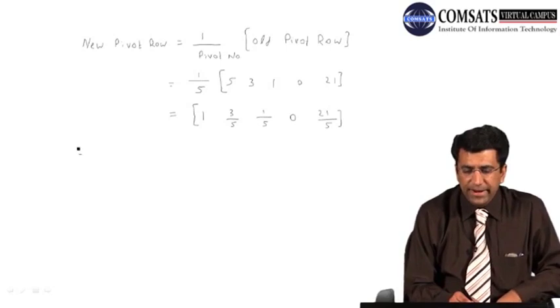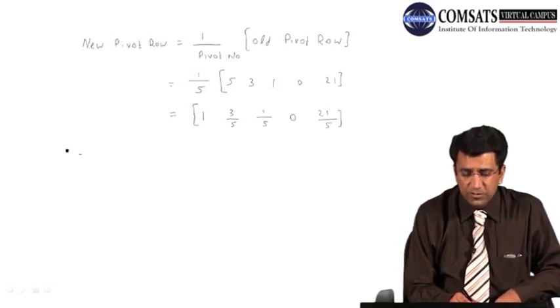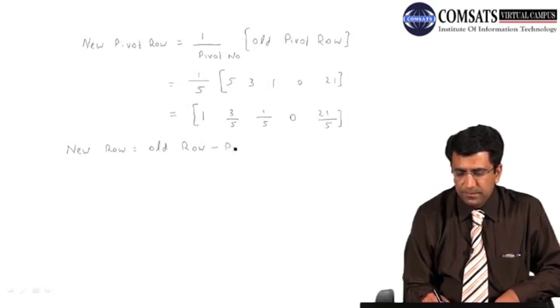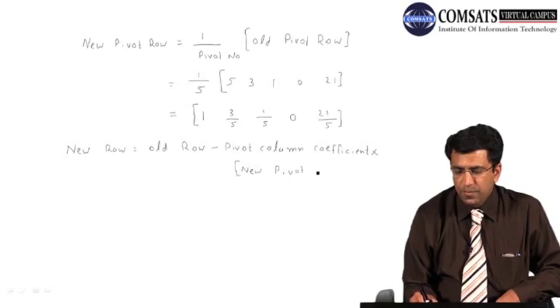There are some other calculations, and let me write the formula for the other rows. New row is equal to old row minus pivot column coefficient multiplied by new pivot row.